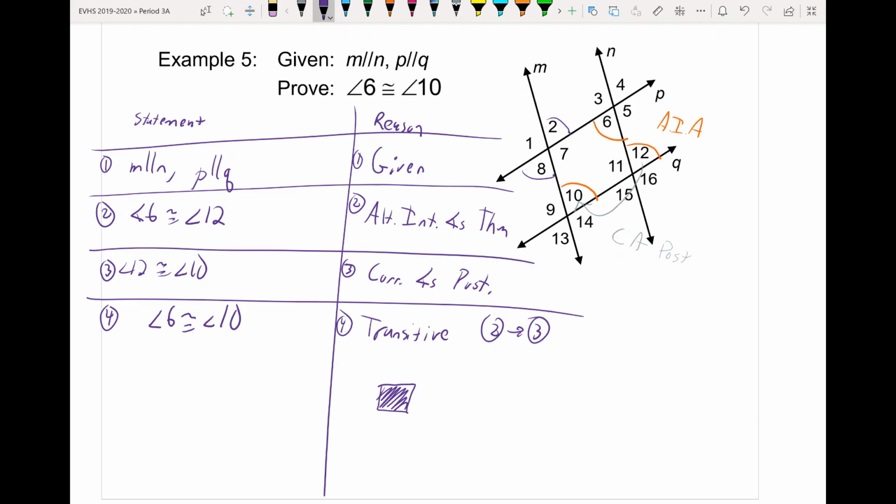So, try to find the most efficient one. If you don't find the most efficient path and you still get there, whatever. Okay? You still figured it out.